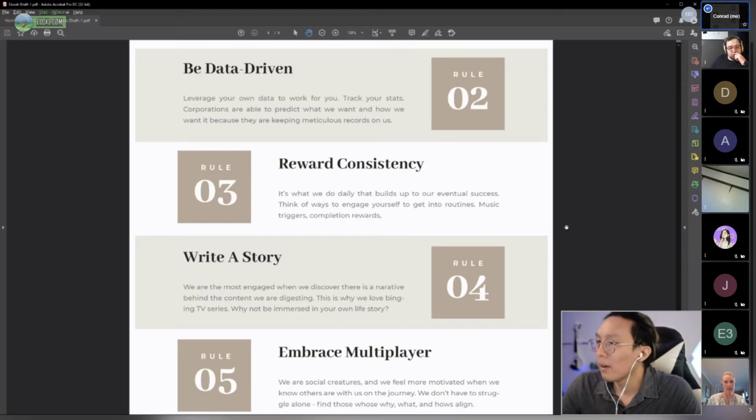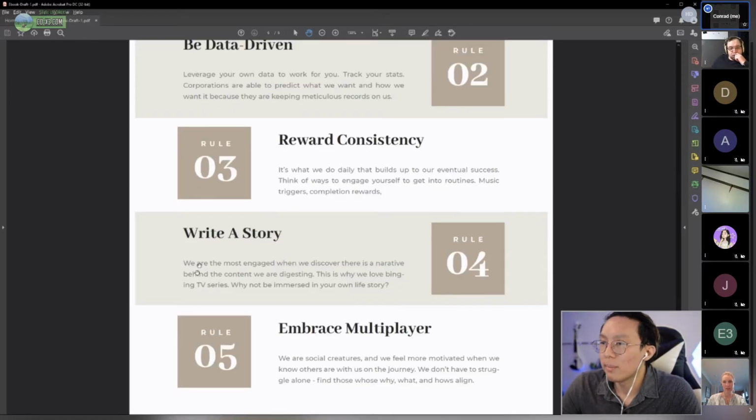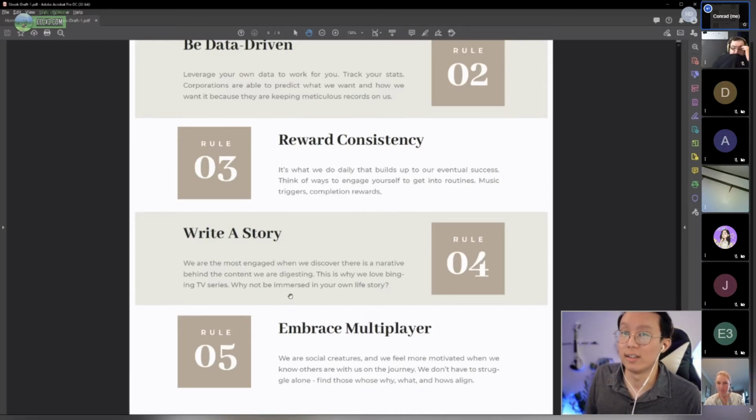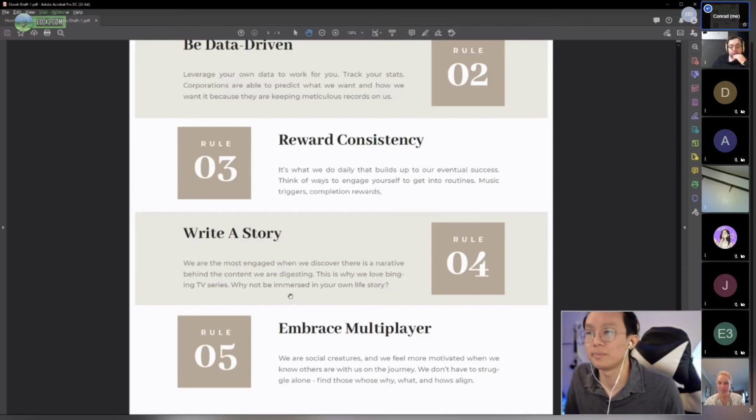So I'm going to talk about the next two rules in sequential order, and then I'll have a discussion on all three of these, because I think there's a level of interconnection that I'd like to touch on and have these things weave together. So let's talk about writing a story, right?